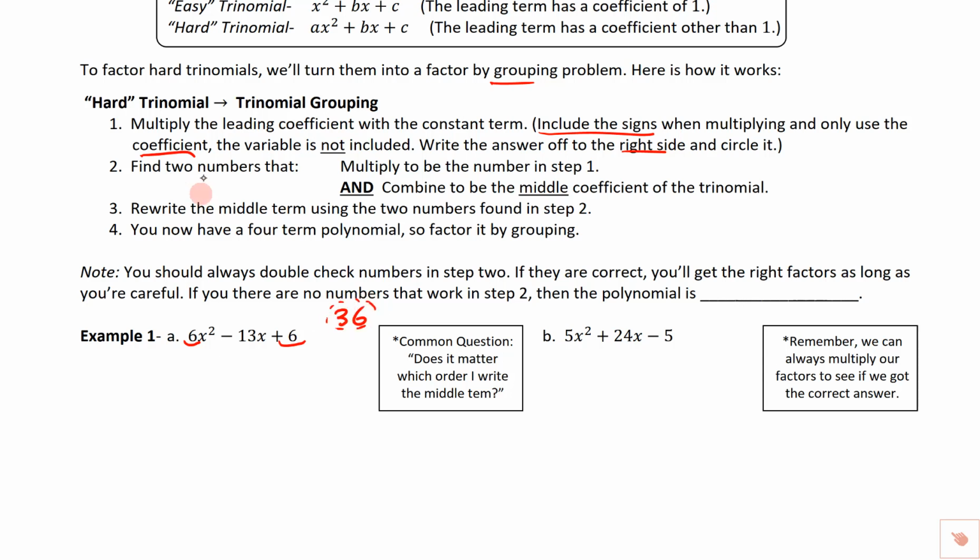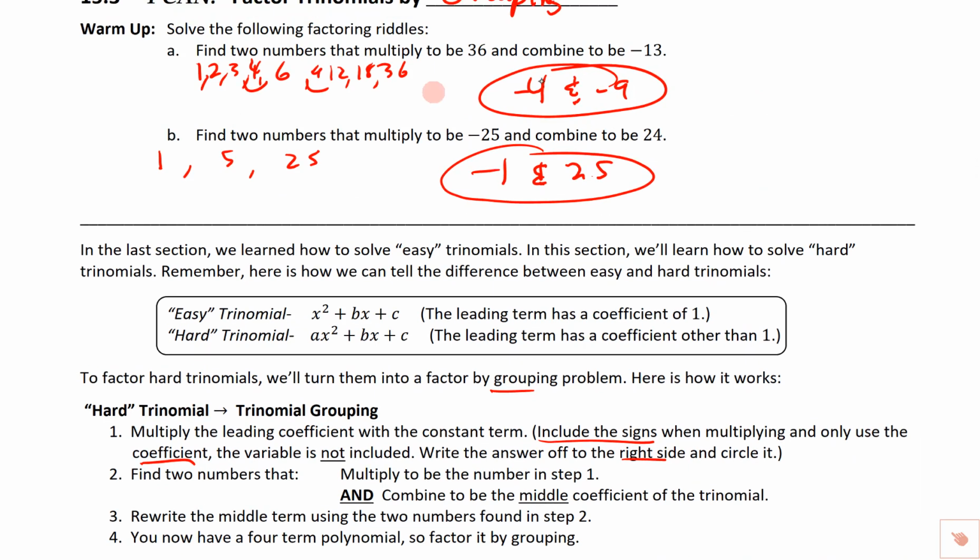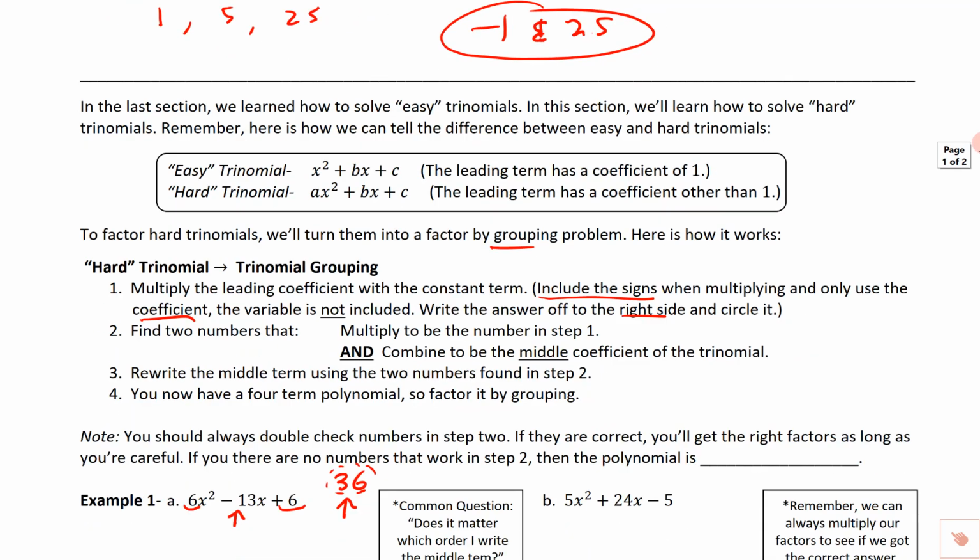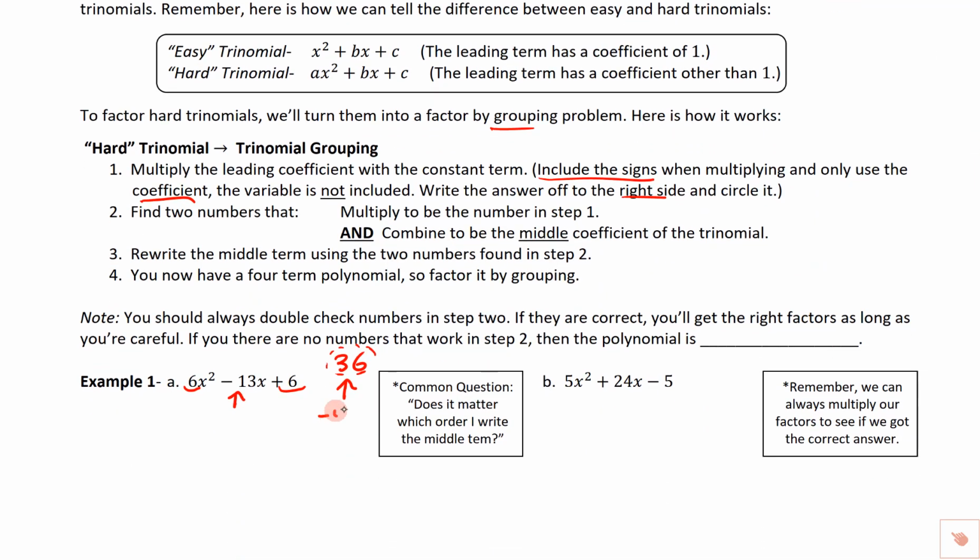Okay, so it says find two numbers that multiply to be the number in step number 1. So I need two numbers that multiply to be 36 that combine to be negative 13. So multiply to be positive 36 and combine to be negative 13. Let's say that the same way. So multiply to be positive 36, combine to be negative 13. So those two numbers are these guys right here. We already answered this. So I'm going to write down negative 4 and negative 9.